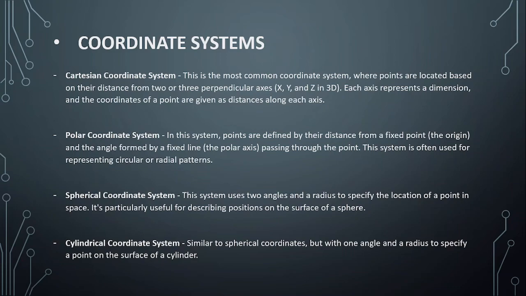So the last one is cylindrical coordinate system. So this is similar to spherical coordinates, but with one angle and a radius to specify a point on the surface of a cylinder.